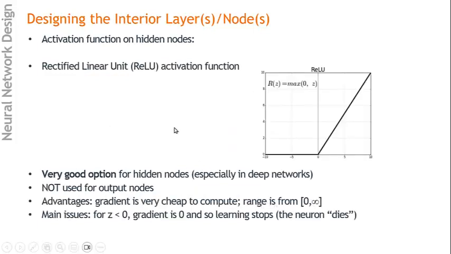One that's commonly used is the ReLU function, which you can see. It's flat for negative values, and then it's just the regular y equals x function for positive values. It's a good option for hidden nodes. It's not used for output nodes because it limits the output. The gradient is very cheap to compute, and it also has a large range. Now, one issue is that when z is less than 0, learning stops because gradient descent is not going to be able to determine which direction to go.